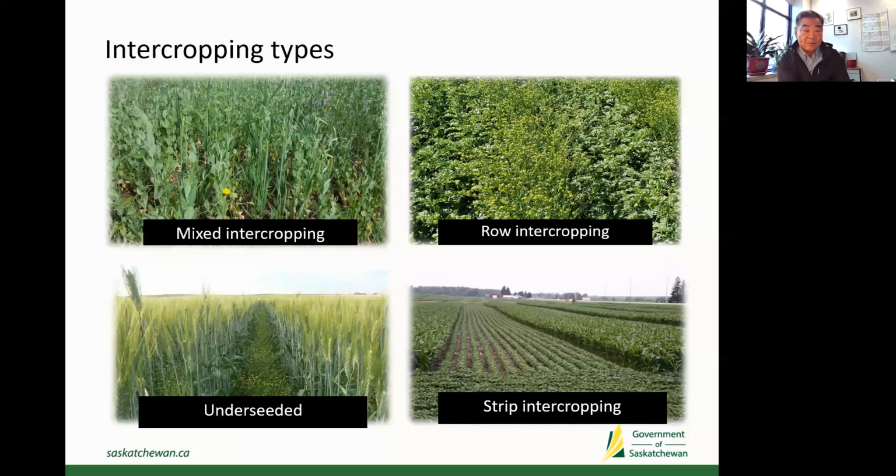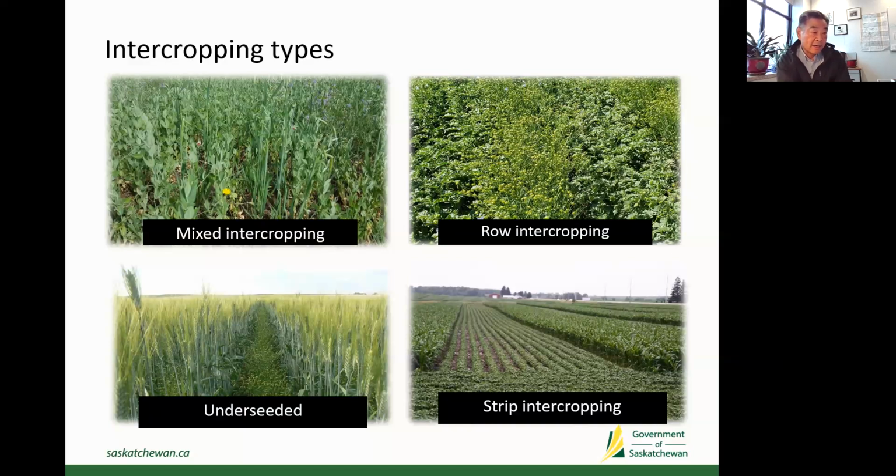Now I would like to give you a general classification of intercropping. The first one is mixed intercropping. Basically, you mix the seeds together. They don't have rows, or even if you seed in rows, all the crops you mix together grow from the same rows, or some are spread evenly across the field. The second is row intercropping, alternate rows of one crop and another. The photo shown here is chickpea and flax.